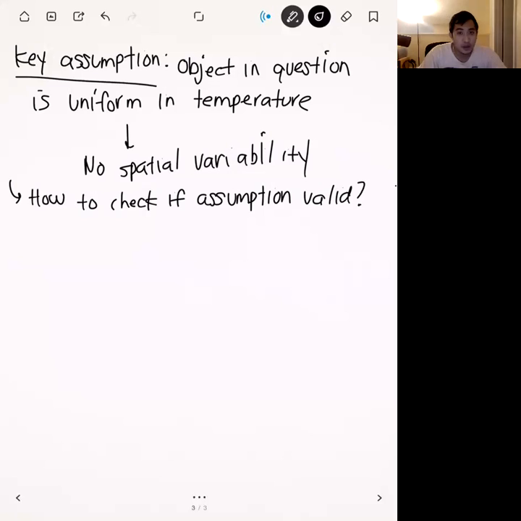Okay. Because this assumption is not going to be valid for a lot of objects. And so we went over a method through which you can test to see how valid this assumption is, and thus if you can use the lump capacitance method, right? And the way that we computed this was we computed what was known as the Biot number.